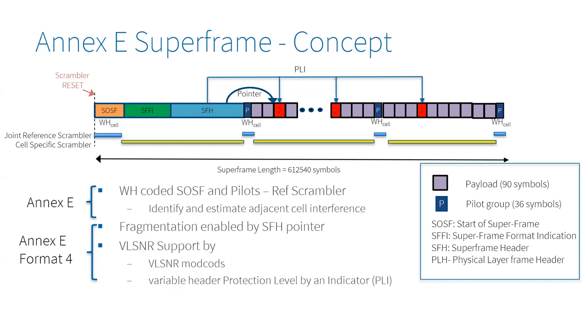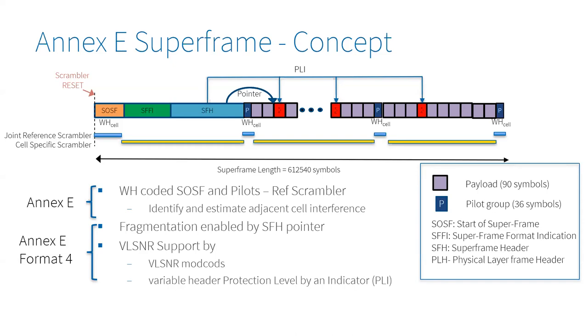Another important feature is VLSNR support. We call VLSNR all those SNRs which are down to minus 10 dB. And in order to support it in Format 4, we have special mod codes, the modulation encoding schemes, which include the repetition or spreading of the frames such that they could be decoded in very low SNR conditions.